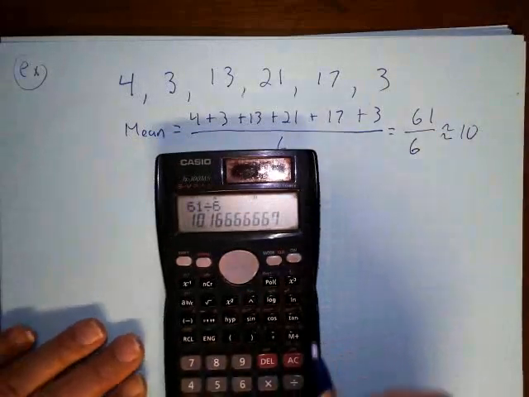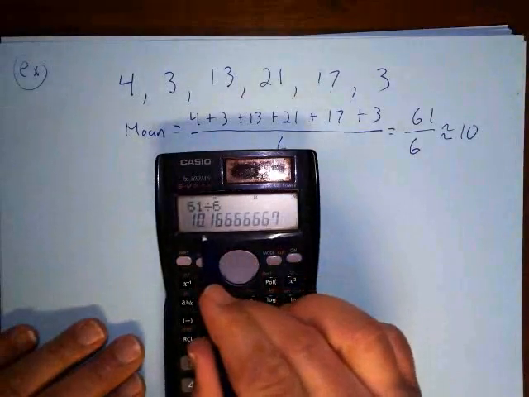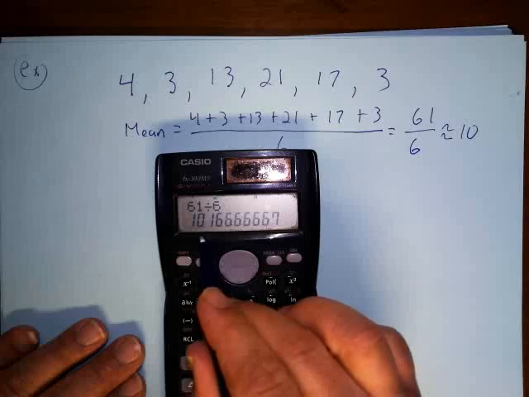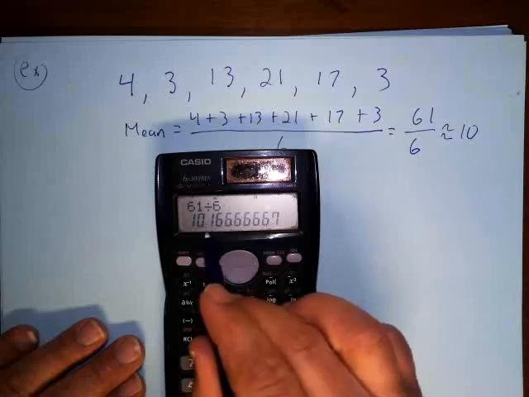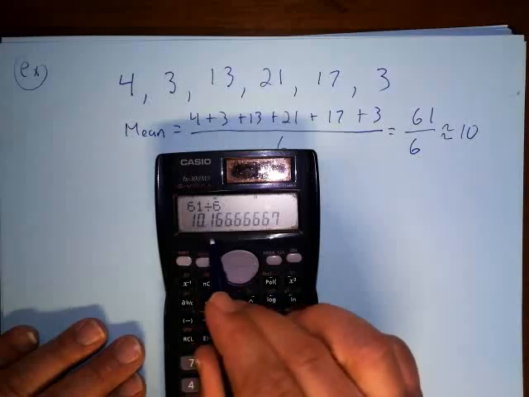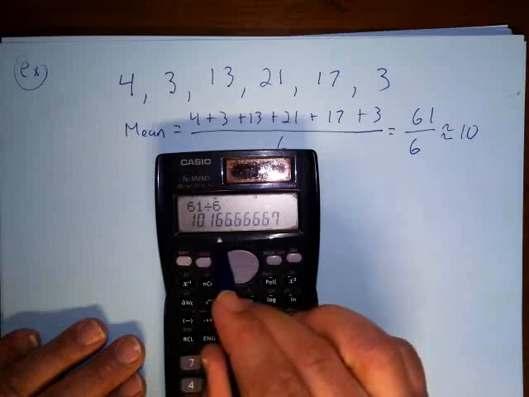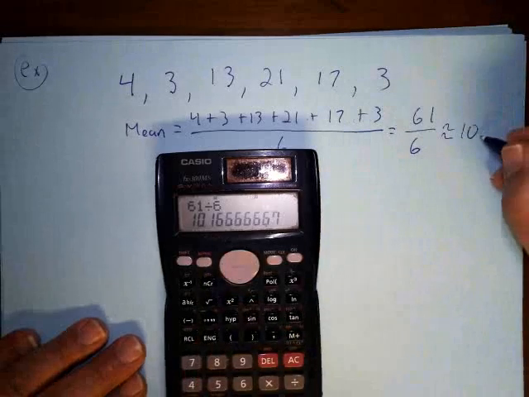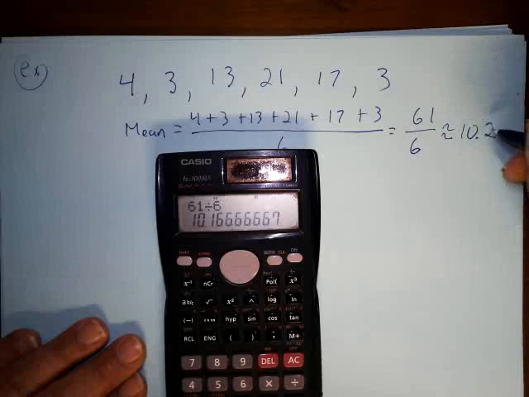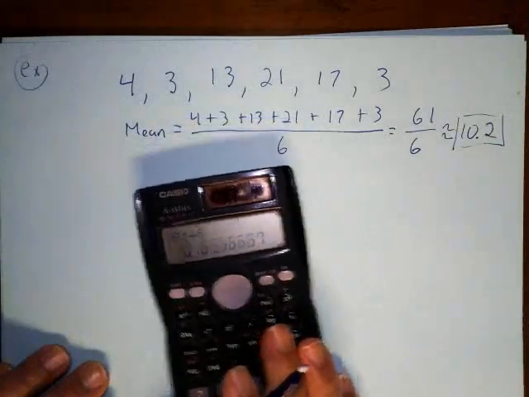Okay, and then I need to decide to round that 1 there. Do I round it down to 1 or up to 2? And it's based on the 6 next to it. And since that 6 is 5 or above, then I round that up to 2. So it's approximately 10.2 for my mean.